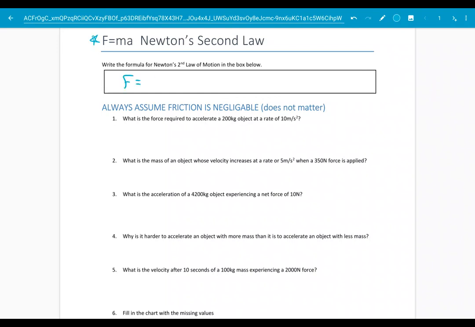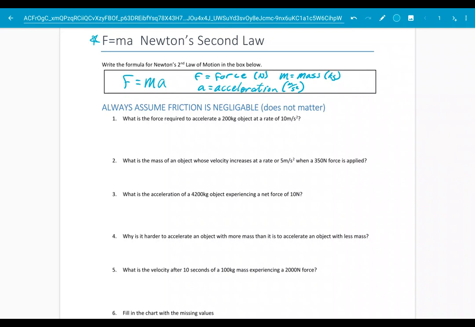It's F equals ma. The F stands for force. And remember, force is always in newtons. The M stands for mass. And so anytime you see kilograms in your question, that's your mass. And A stands for acceleration, right? And the units for acceleration are meters per second squared. Okay, that's how fast you speed up or how many meters per second you speed up every second.